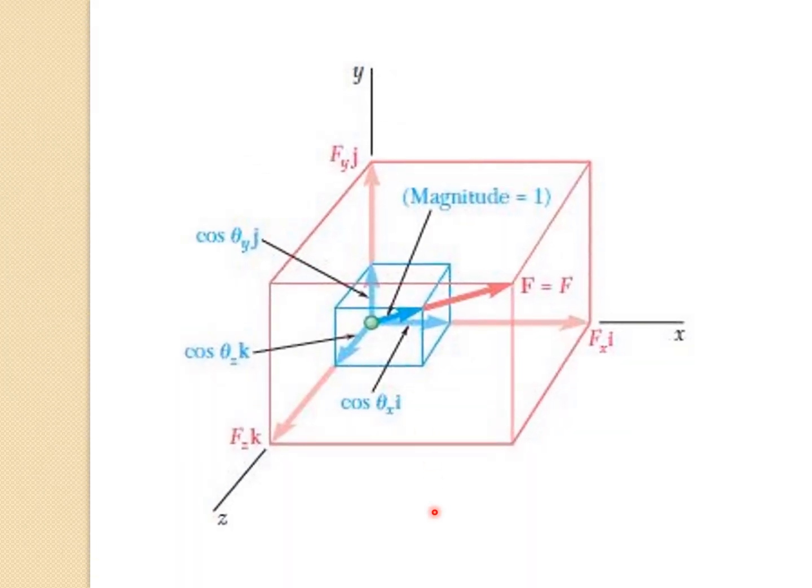If a force is acting in a space, then it may be resolved into fx i vector along x-axis, fy j vector along y-axis, and fz k vector along z-axis.